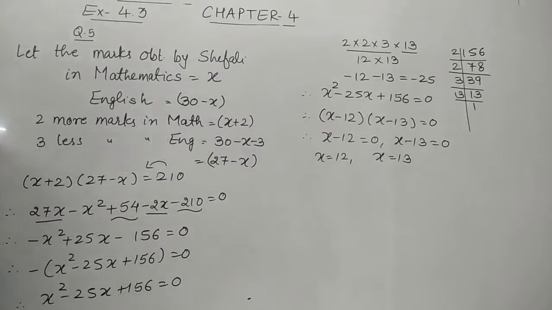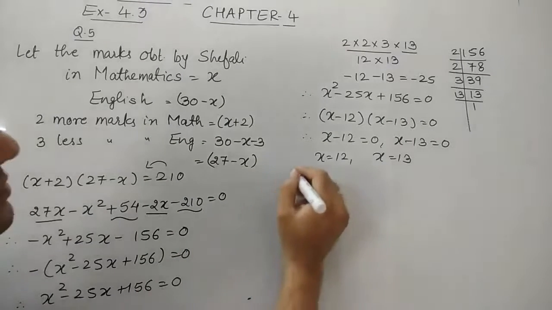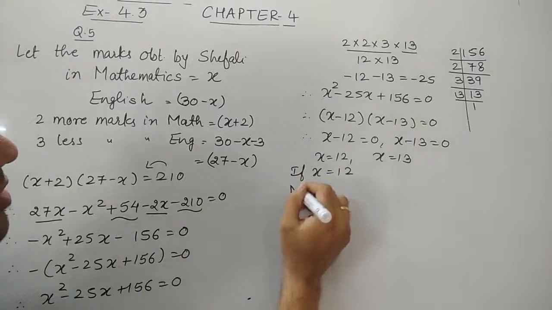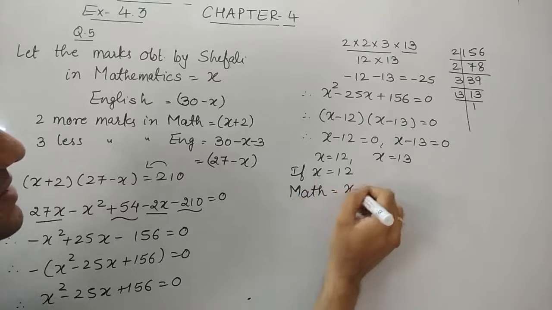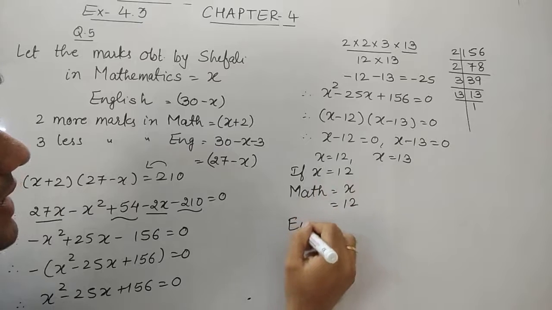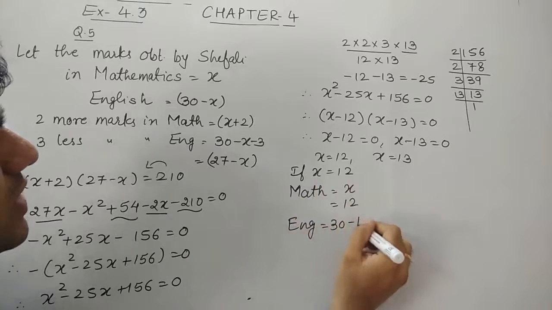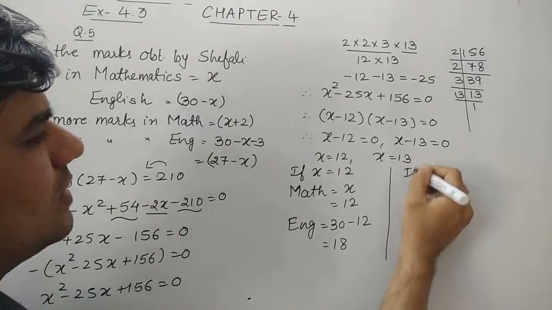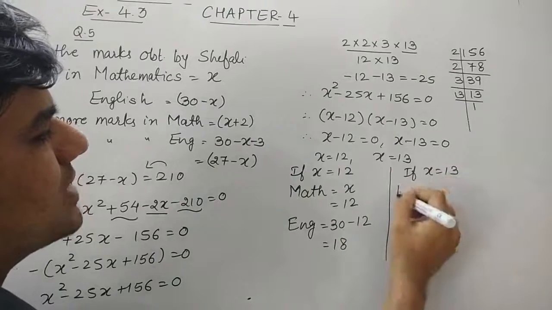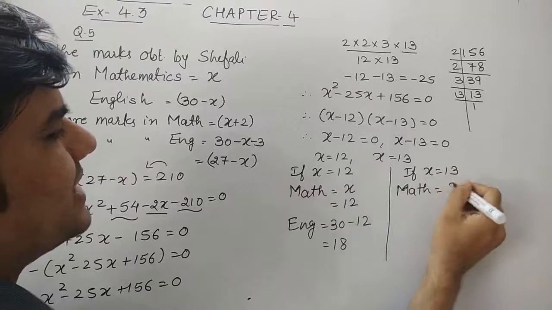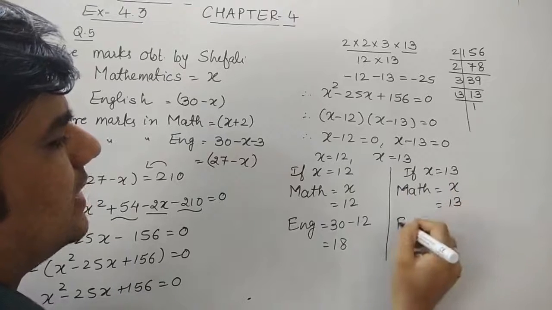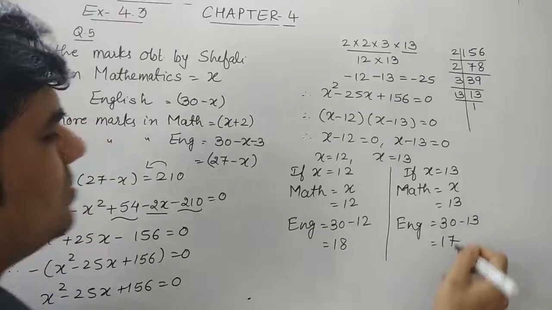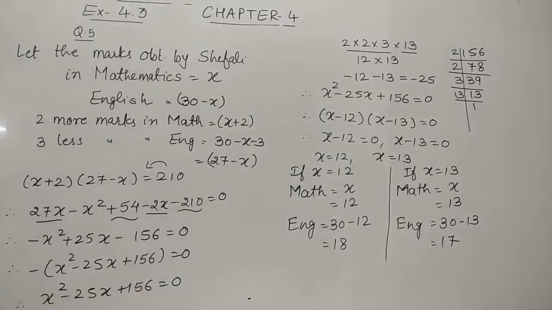So we can write the marks obtained by Shefali in maths. If I take x is 12, the marks obtained by Shefali in math, that is x, is 12, and in English it is 30 minus 12, so that is 18. One more possible value: if x is 13, the marks in math are 13, and in English it is 30 minus 13, so it is 17. So you can see that here we have all the possible values.